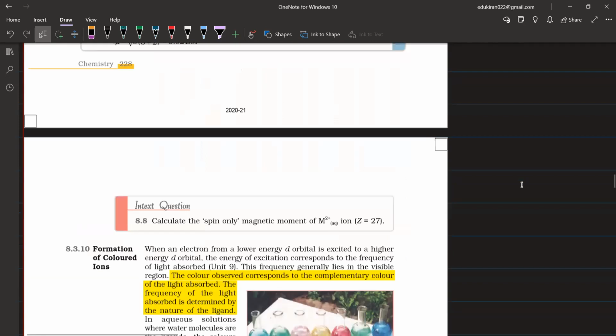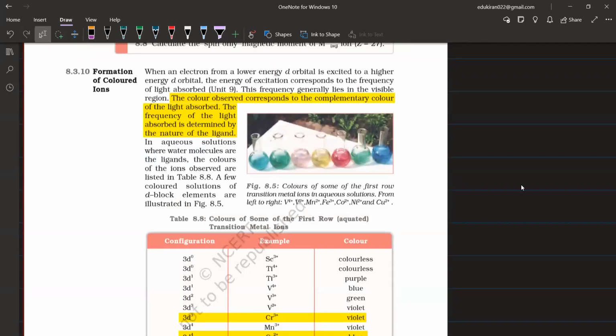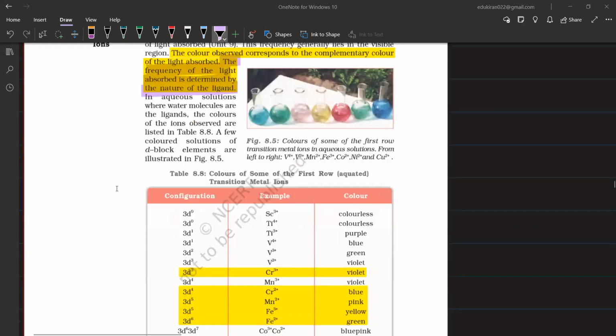Now see, color of compounds, color of different ions, this is completely related to the coordination compound, because you can see the frequency of the light absorbed is determined by the nature of ligand. If it is weak field, the frequency is going to be small. If it is a strong field ligand, then the frequency of the light is going to be high. I hope you remember this from coordination compounds. Yes or no? Please tell me. Yes, sir. Okay? So this is very much related to coordination compound. Formation of complex is also the same.